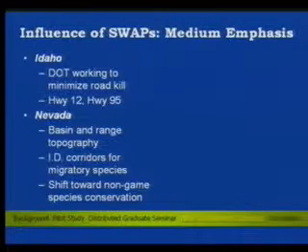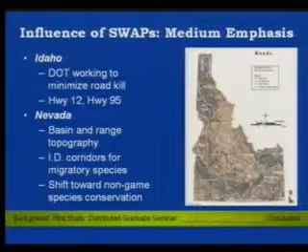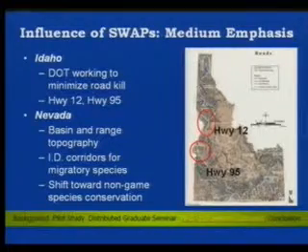So remember the 4 out of 5 states that I said that the State Wildlife Action Plan did not actually result in a project? Well, Idaho and Nevada are 2 of these states. These 2 states had a medium emphasis of wildlife movement corridors within their State Wildlife Action Plan. In Idaho, the focus of corridor conservation is mainly with highway crossings, and the Department of Transportation is working to minimize roadkill, specifically along these 2 highways, Highway 12 and Highway 95.